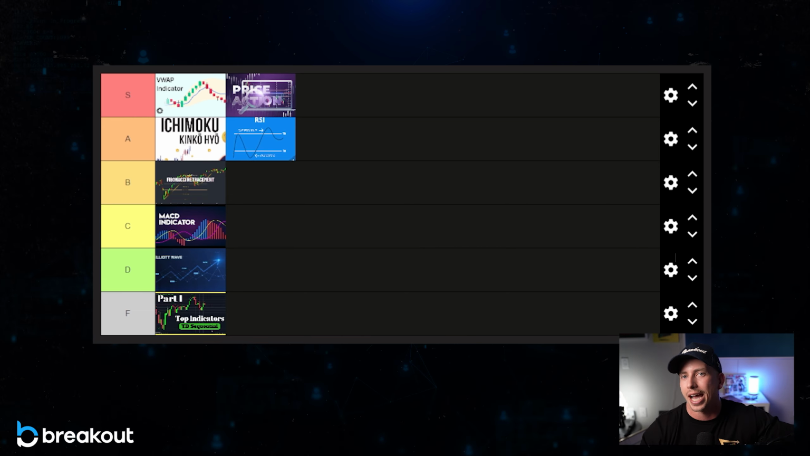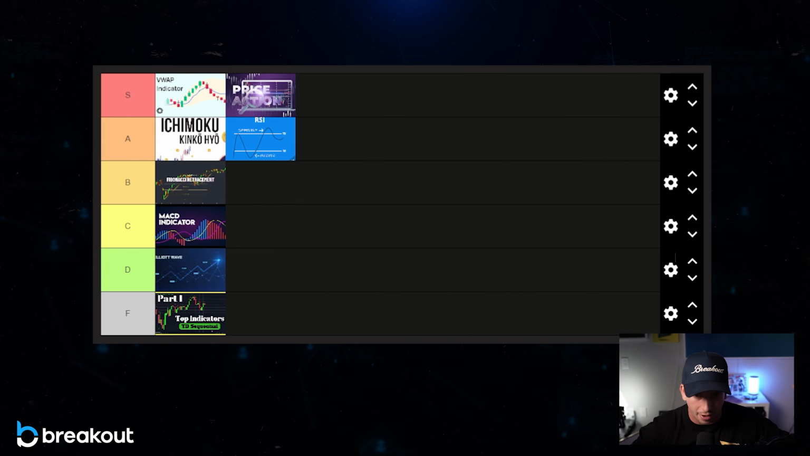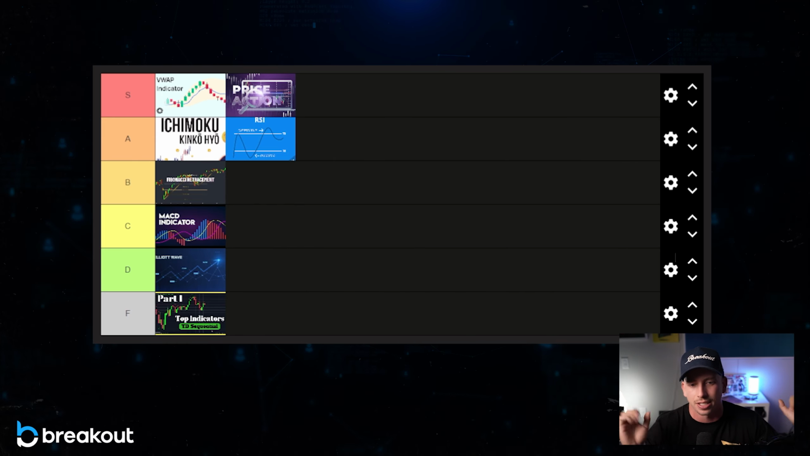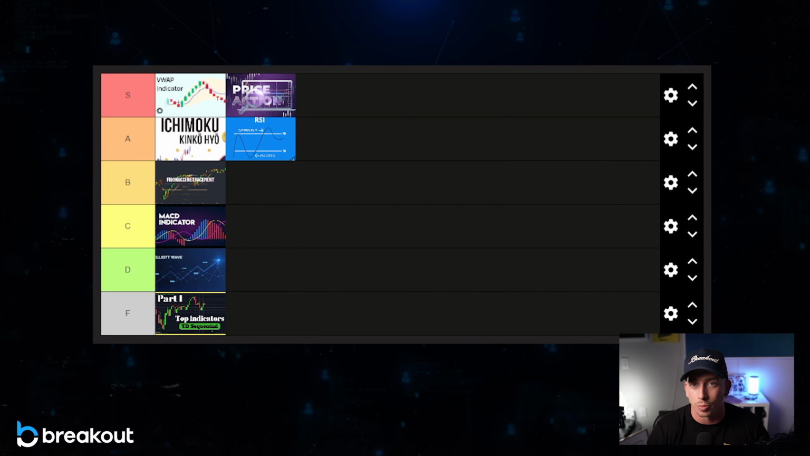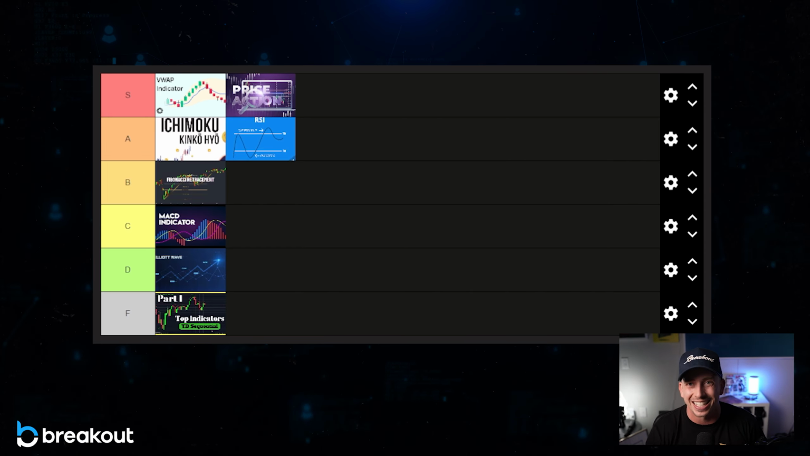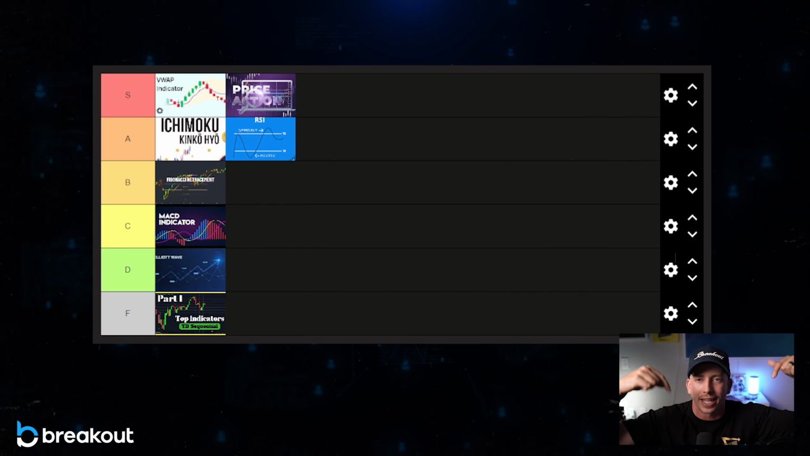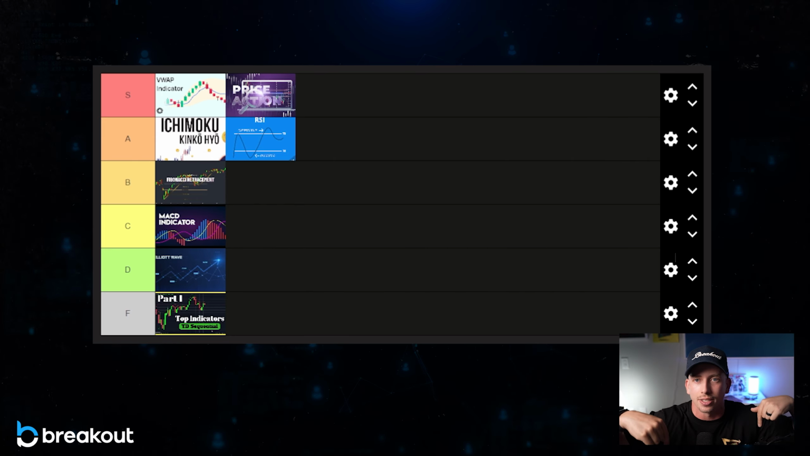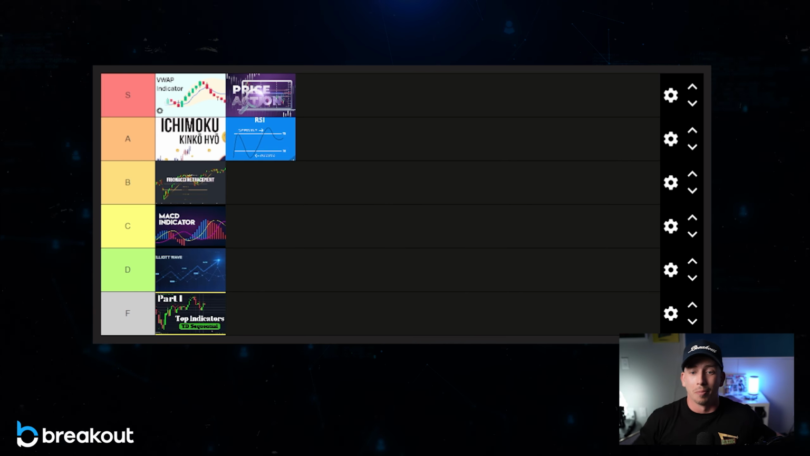Even though it's not something I actively use, I do think it's a good indicator. But this is my tier list. We have VWAP and price action in the S tier, Ichimoku and RSI in the A tier. We have the Fib retracement in the B tier. We have the MACD indicator in the C tier, Elliott Wave in D tier, and all the way down in the basement in F is TD Sequential. Get yourself some help if you're using the TD Sequential. But that's my tier list.